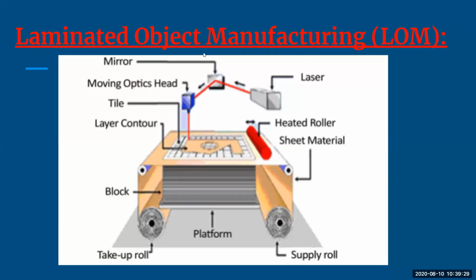Okay, so the take up roll is there, the supply roll is there. The take up roll will initially take your sheets. The supply roll will laminate your plastic sheets and paper together, and then you will get the output. Okay, so that is laminated object manufacturing. Let's move to the next.